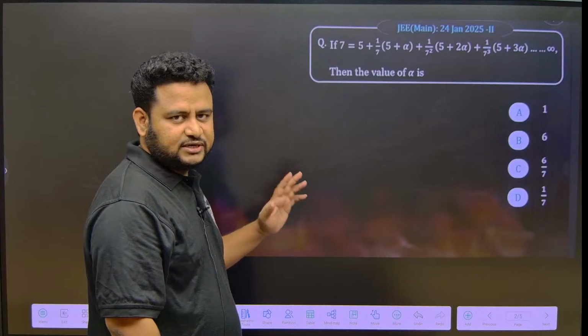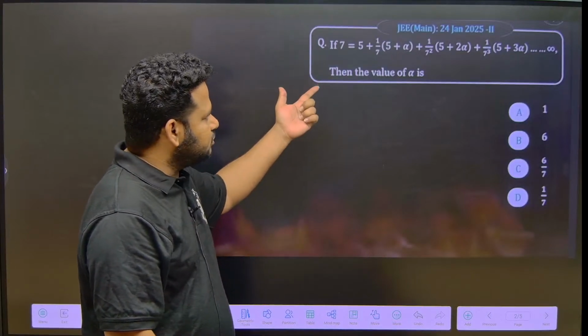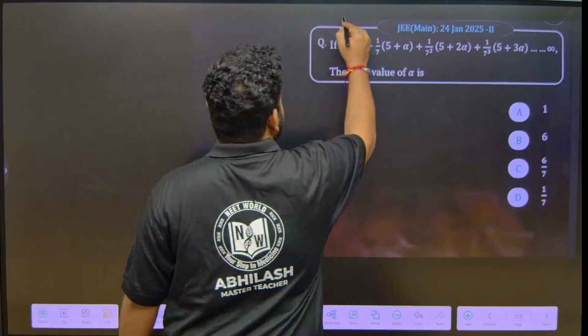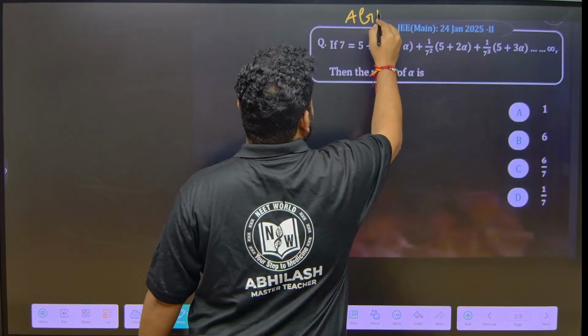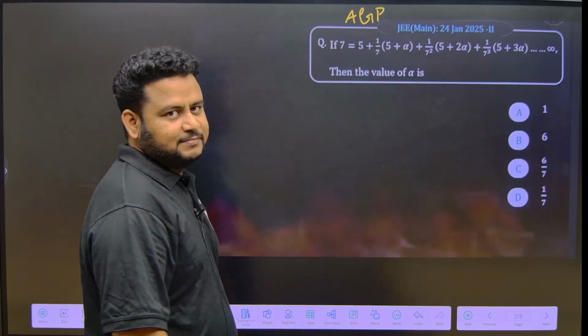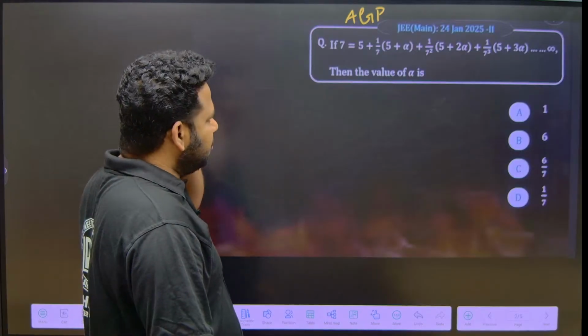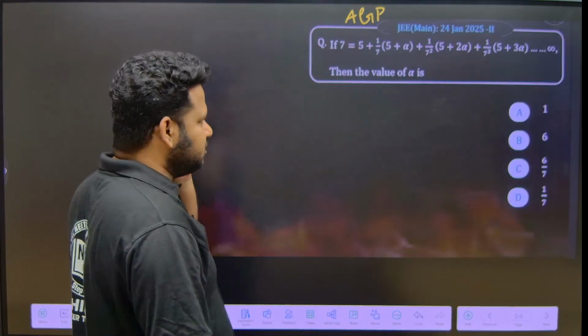So yeah, they have given, if 7 is equal to 5 plus 1 by 7 into 5 plus alpha, plus 1 by 7 square into 5 plus 2 times alpha, plus 1 by 7 cube into 5 plus 3 times alpha. The previous question we solved is based on AP, a mixed concept, having quadratic equation also and AP also. This is also a mixed concept. This is what I can call AGP, arithmetic geometric progression question, that is a combined question.